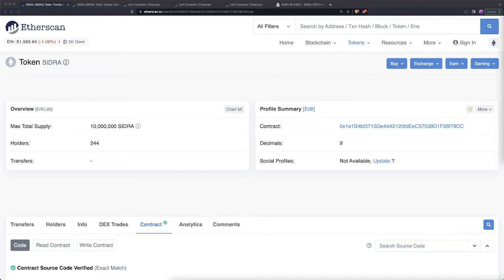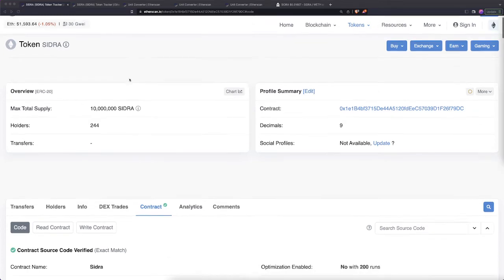Hey guys, today I'm going to go over a contract for a token called Sidra. What I specifically want to focus on is that they have a function in their contract that allows the contract to sell their tax tokens, but only at very specific times and for a very specific amount. And I want to show how that works in the contract.